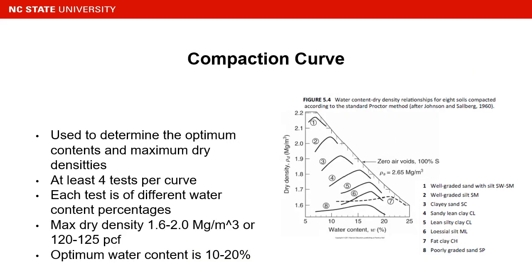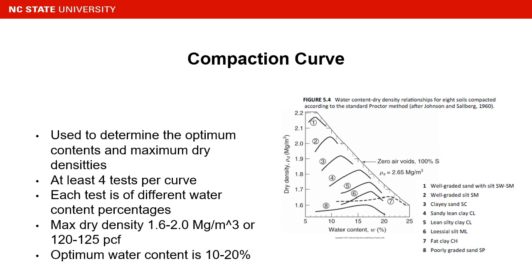What is the compaction curve? The compaction curve is used to determine the optimum water contents and maximum dry densities of soil. There are at least 4 tests per curve, each testing different water content percentages. The curve is shaped this way because water lubricates the soil as water content increases, but then water replaces the soil and the soil density becomes higher than the density of water.